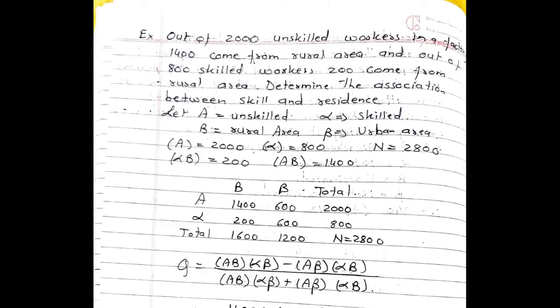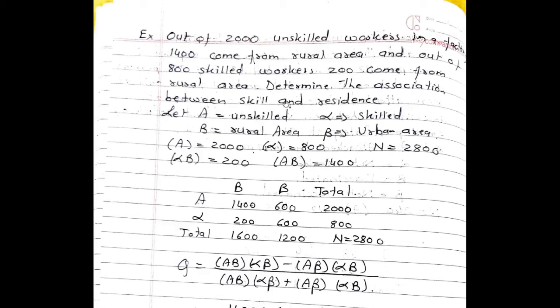Next example. Out of 2000 unskilled workers in a factory, 1400 come from rural area, and out of 800 skilled workers, 200 come from rural area. Determine the association between skill and residence. So let us define the attributes A as unskilled worker, alpha will be skilled worker, B as rural area, beta will be urban area. Now we will list the things which are given to us.